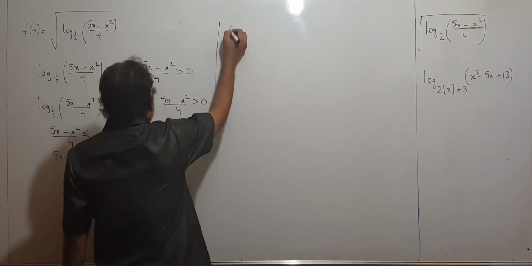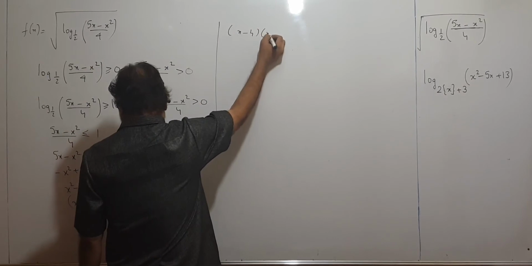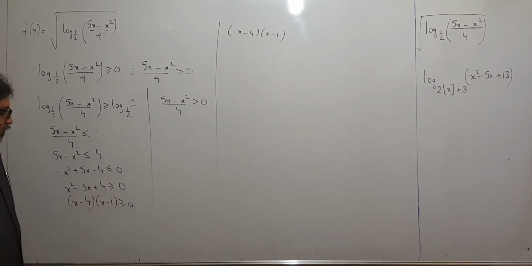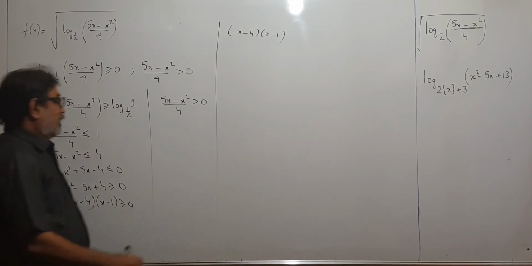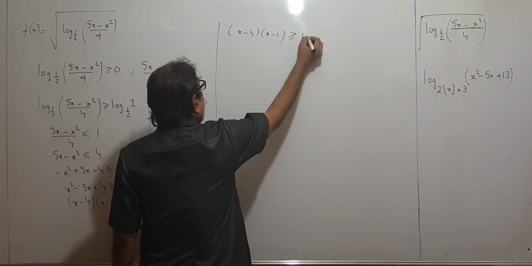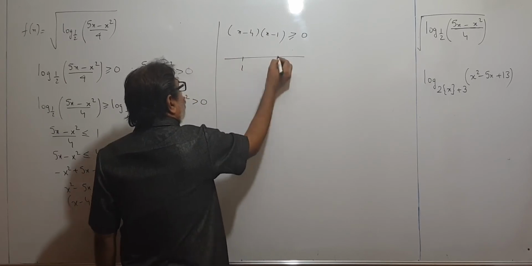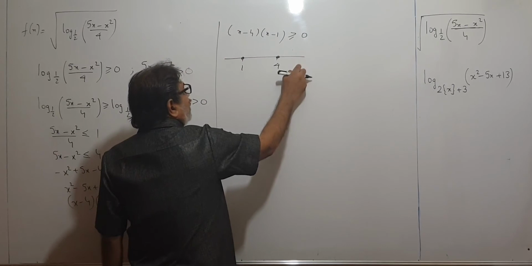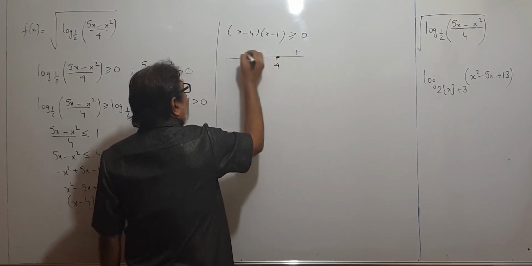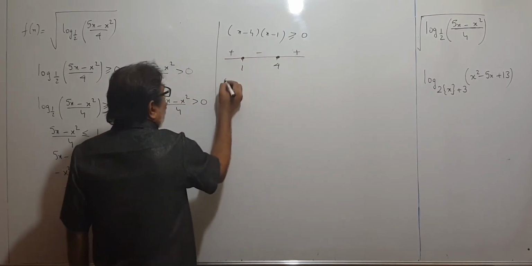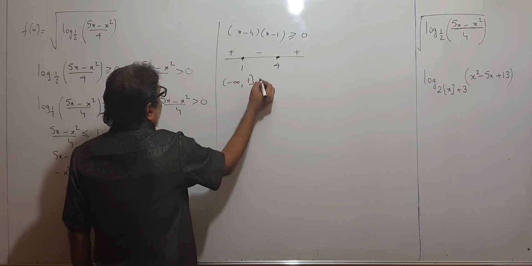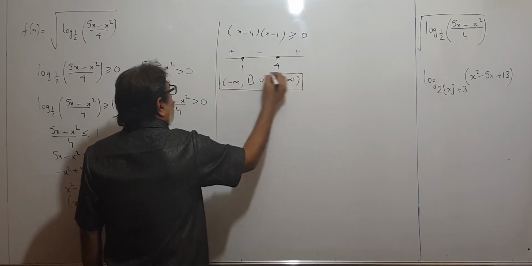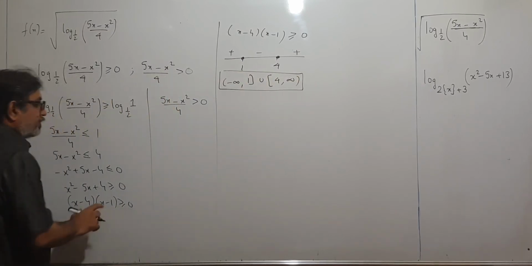So (x − 4)(x − 1). See, over here I have changed the sign, so therefore it is greater than or equal to 0. Then factors (x − 4)(x − 1) greater than or equal to 0. The poles I mark 1 and 4. Both poles will be included because it is greater than or equal to. If I take 5, positive, negative and positive. I want greater than 0. So minus infinity to 1, union 4 to infinity. This is what I get from here.